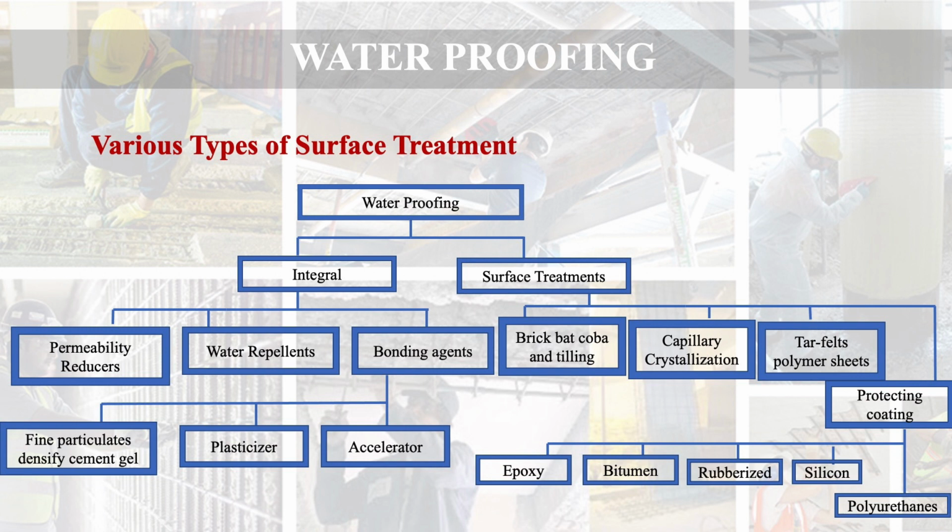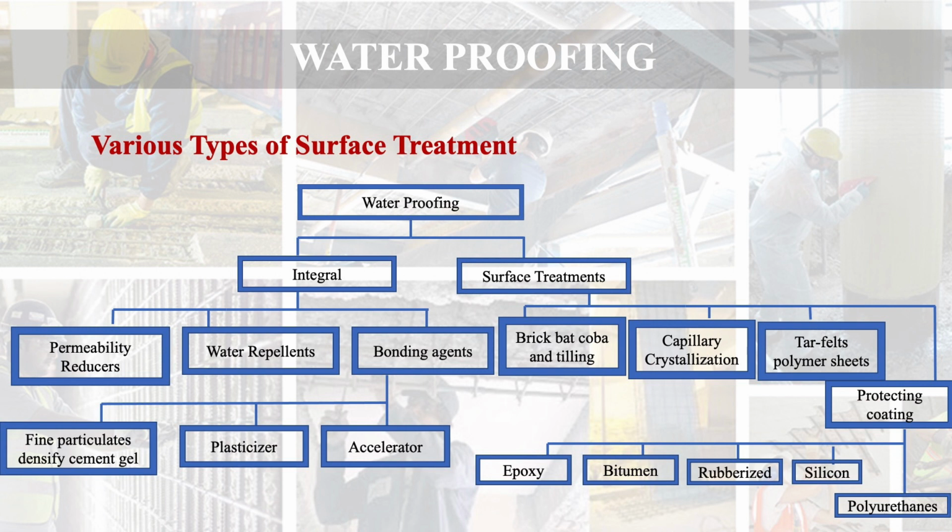In bonding agents, there are different kinds of materials. First one is fine particulates that densify cement gel. Second is plasticizers. Third one is accelerators. Whereas under the category of surface treatments, you will find different methods.